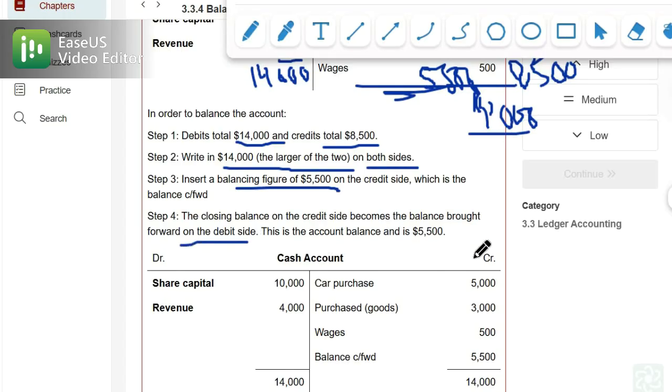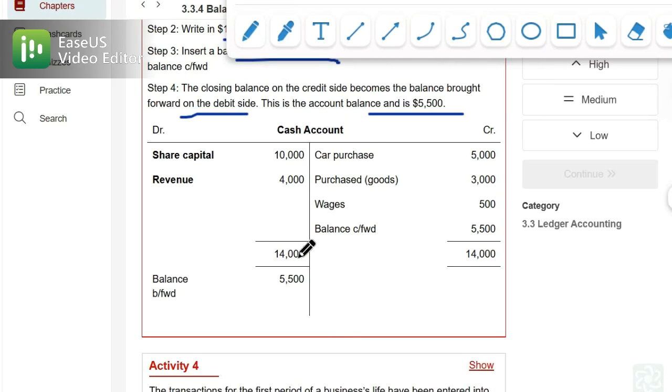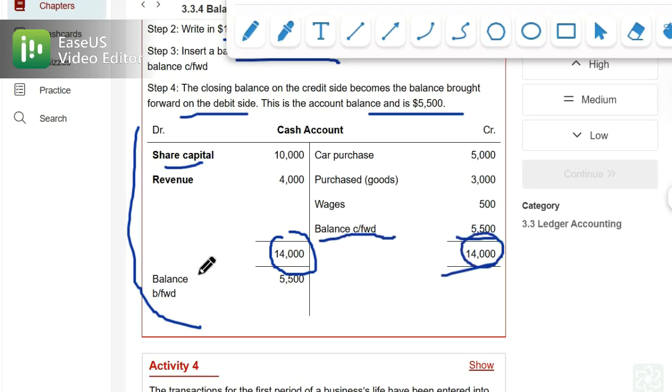Okay, fine. Now here you see, this is the answer. Share capital is this one. This one is your larger balance, and this one is your smaller balance. Now you have the balance brought forward, this amount, and this becomes 14,000. So here you have a balance brought forward.